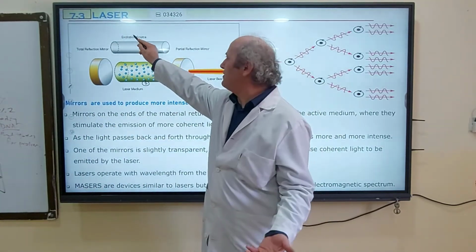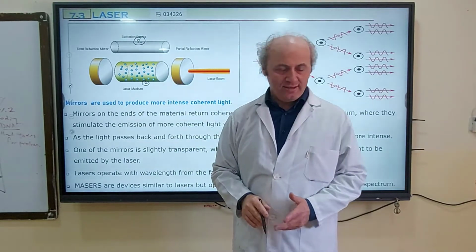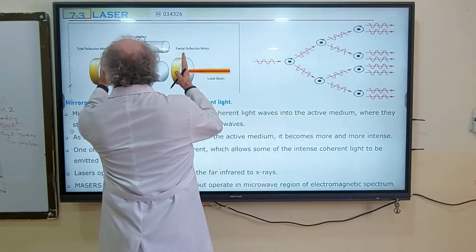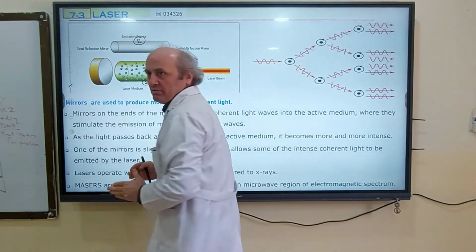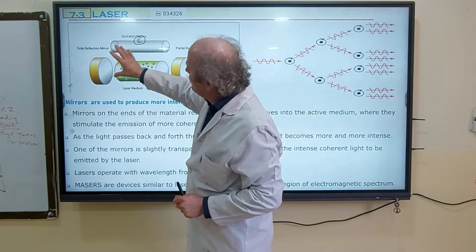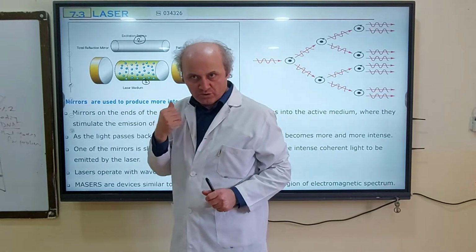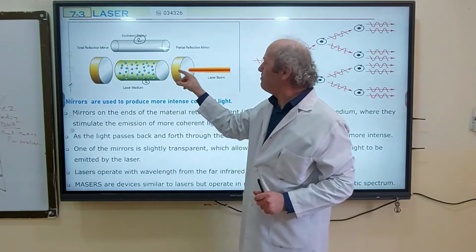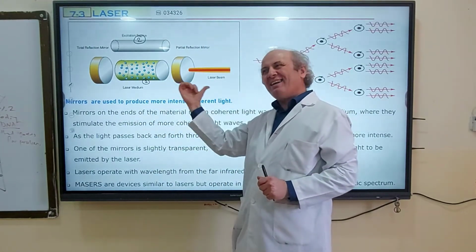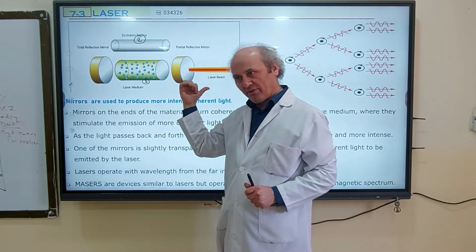Excitation source, it's a battery. Third, you need mirrors. Each mirror is put at one end of this active medium. One of them is in here, the other one is right there. One mirror is completely reflective, reflects all the photons back. The other mirror is partially reflective, and it lets some transmission of the light through this mirror.